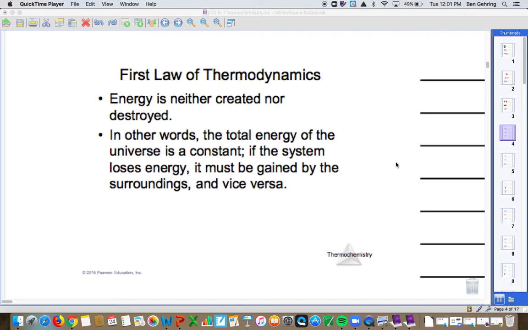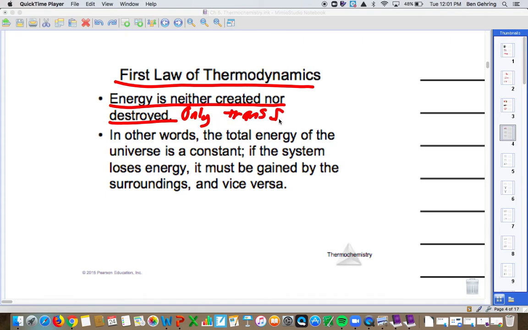And this constitutes or makes up the first law of thermodynamics. So this is the first law, which states that energy can't be created or destroyed. We should add to the end of this, only transferred from one form to another. So energy can't be created or destroyed, only transferred from one form to another.